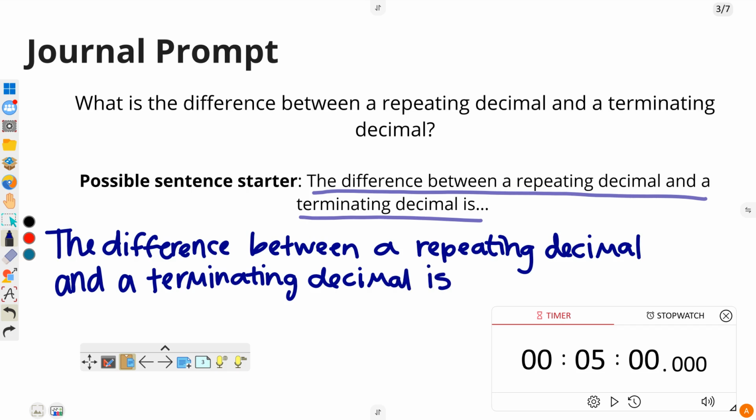is, well, what does the word terminating mean? What does terminate mean? It means to get rid of. A lot of people said to kill, to make it go away, right? It ends. It's gone. So a terminating decimal has an end. Whereas what does a repeating decimal do? It repeats, right? It keeps going and going and going.